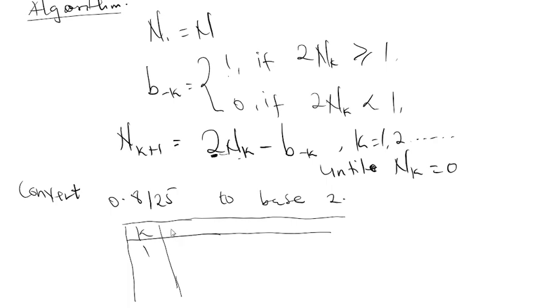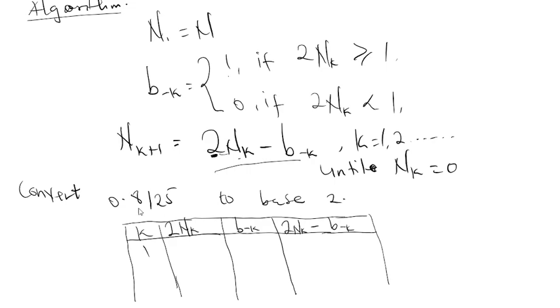Now, we have 2n_k. Then we have b_-k. Then we subtract: from the algorithm, we are separating these two, then we subtract 2n_k minus b_-k. Then we do the calculation.